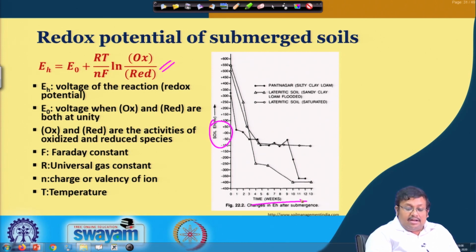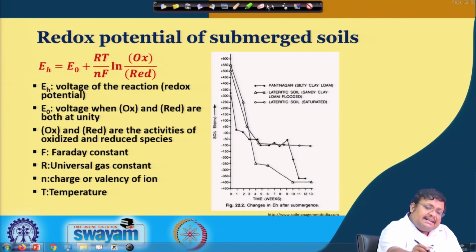You can see that for all the different types of soil, whether it is a silty clay loam or a sandy clay loam, flooded or saturated, as time progresses, the Eh value of the silty clay loam soil is reduced, and also for the other two soils the Eh value is reduced. So, as submergence progresses, the Eh value of a soil basically reduces, and then reaches stability after certain weeks of submergence.